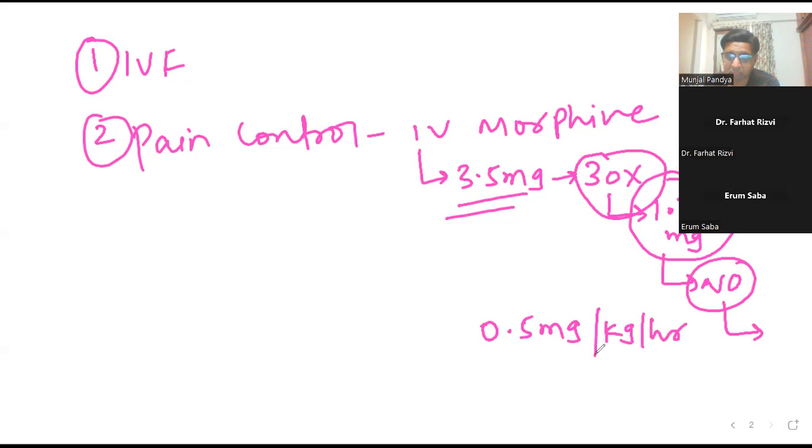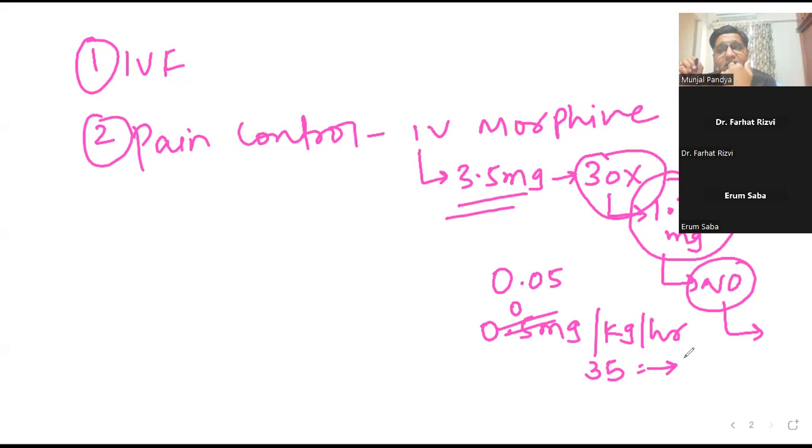So it is 35 kg, 0.05 mg per kg per hour. Yes, sir, 0.05, multiplied by 35, right? So that you give hourly IV. When you are giving IV morphine to the patient, what will you monitor?